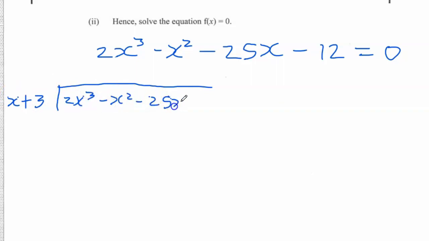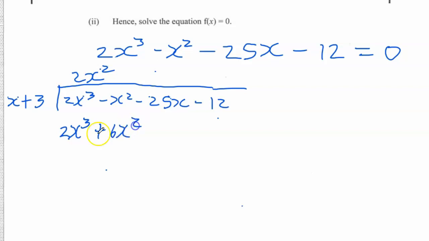And we should end up with the other factors. So x into 2x cubed, that's 2x squared. We take the 2x squared, multiply it back to the divisor, so 2x squared times x, that's 2x cubed, and 2x squared times positive 3, that's 6x squared. And we subtract term above, subtract term below. So 2x cubed, take away itself, that's 0, minus x squared, minus 6x squared, that's minus 7x squared.